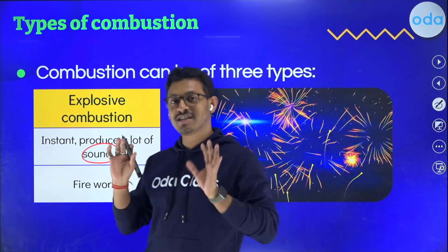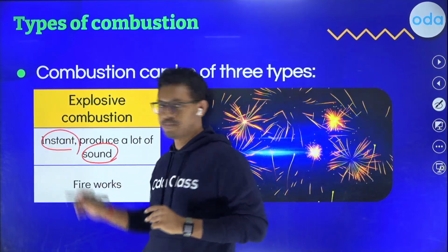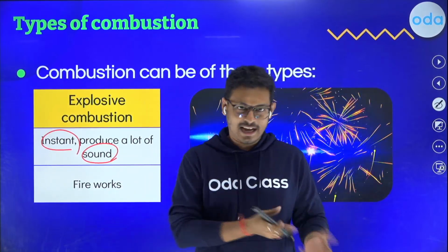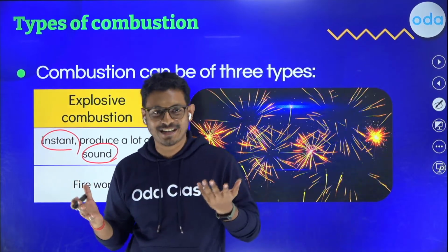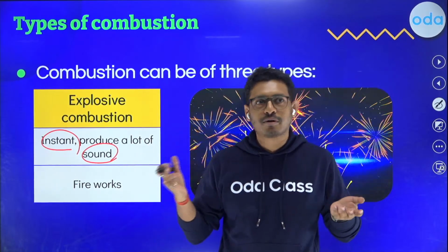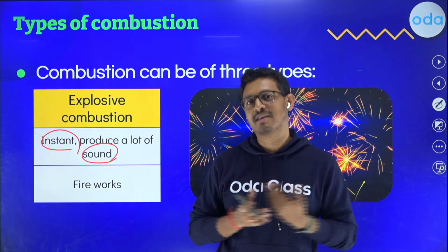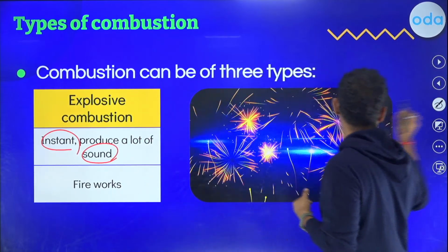Now, explosion is a little faster than your rapid combustion. Remember that. It's instant. If you're bursting firecrackers, you just put some amount of fire, and it happens immediately. You don't really have to watch it burn. It just happens immediately, and boom. Talk about TNT, talk about dynamite, all of them explode very quickly. And that's one of the reasons why we call it explosive combustion.